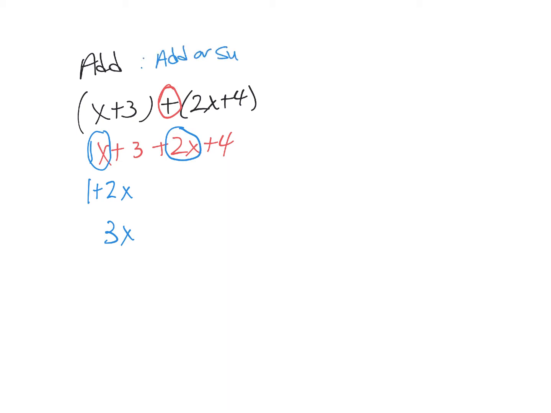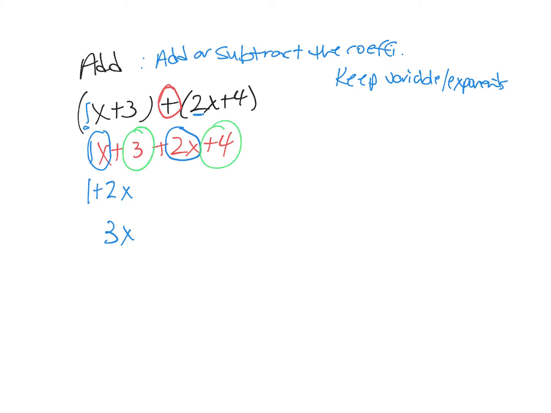or subtract, it kind of depends on what the sign is, the coefficients. And so remember the coefficient is the number in front of the variable, right? And so there's a 1 here. Add or subtract those. And you keep your variable. And if you have exponents, you just keep them. We don't change anything with that, okay? So then the next thing I notice is I have a positive 3 and a positive 4. So 3 plus 4, so we get positive 7, okay?